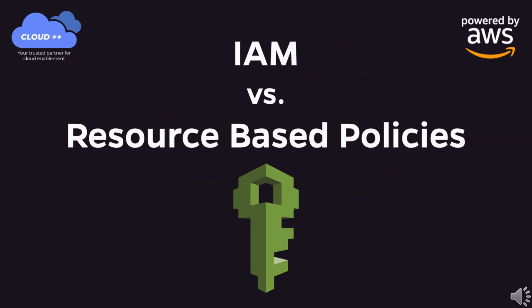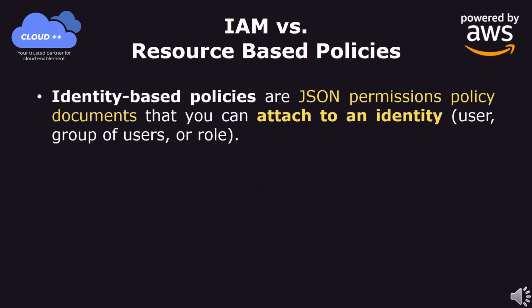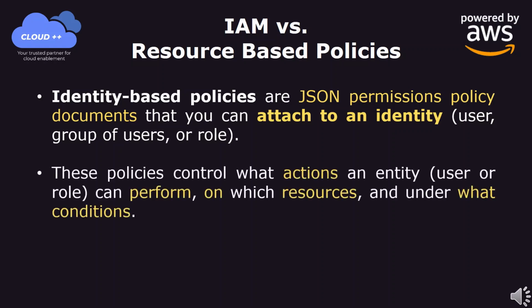IAM versus resource-based policies. Identity-based policies are JSON permissions policy documents that you can attach to an identity such as a user, group of users, or role. These policies control what actions an entity, that is a user or role, can perform, on which resources, and under what conditions.